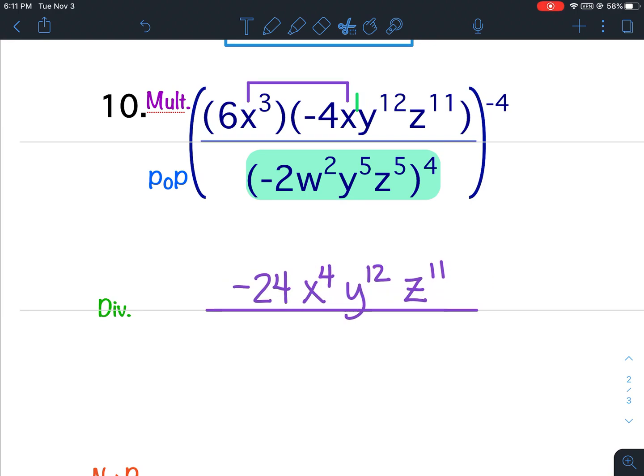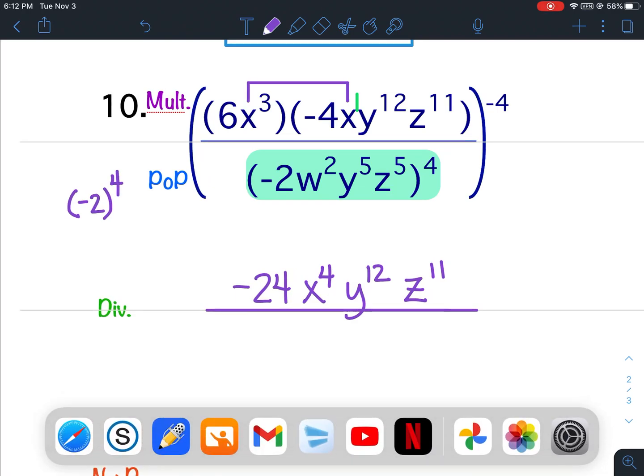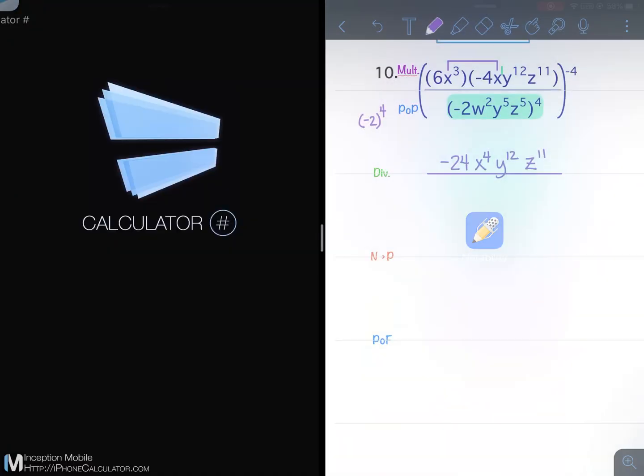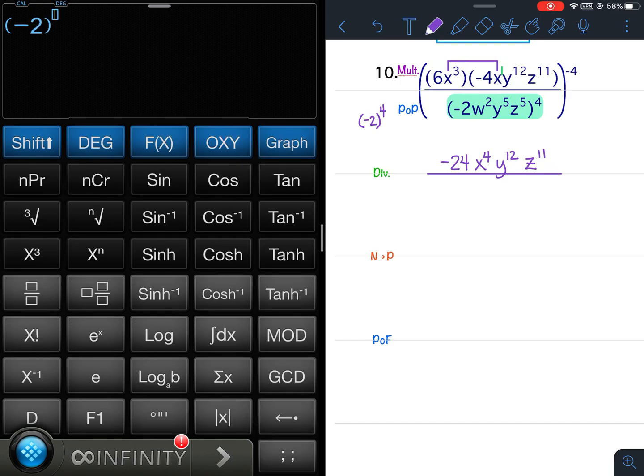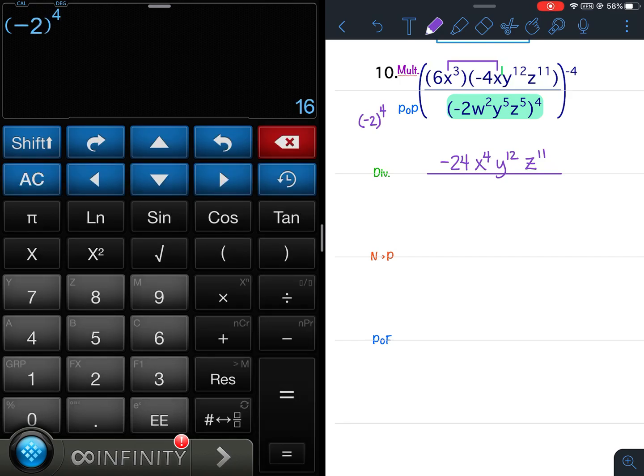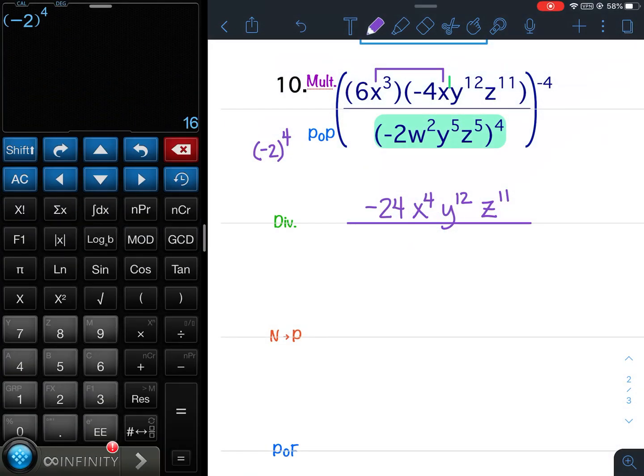I'm going to do power of a product in the denominator, so that means I need to take negative 2 to the 4th power. So write that off to the side. Write down negative 2 to the 4th power. Negative 2 to the 4th is 16.